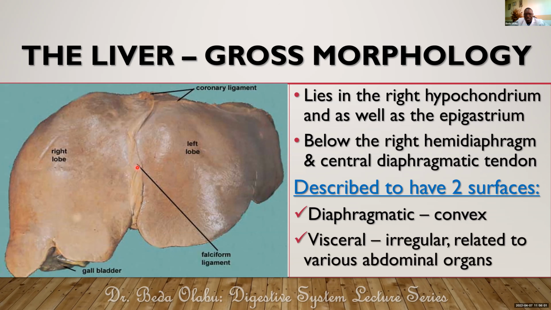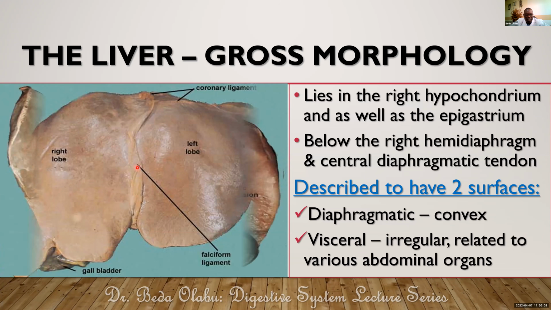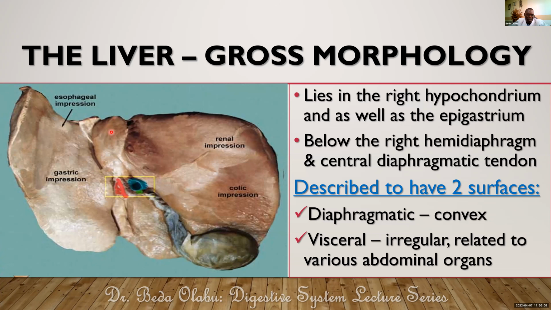The visceral surface of the liver, as I've told you, is irregular. This is the visceral surface. It is related to a number of abdominal organs, and we can mention a few. This is where the stomach makes an impression. That is where the esophagus makes its impression. We also have an impression for the right kidney somewhere there, and an impression for the colon there.